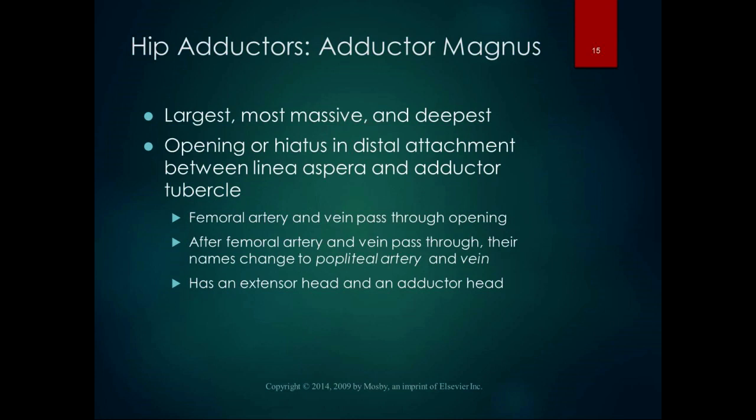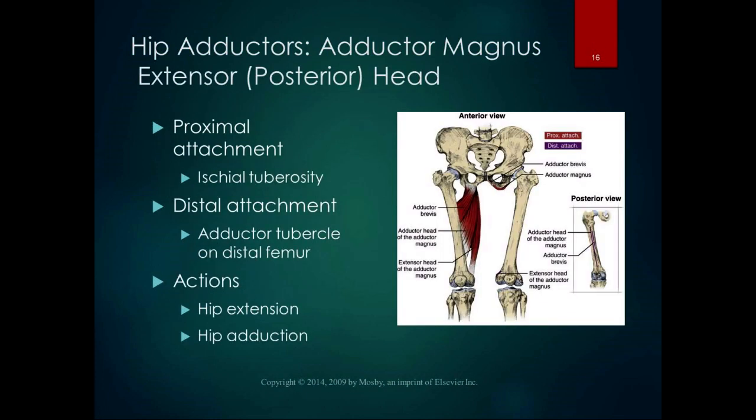Back to the muscles, the adductor magnus has an extensor head and an adductor head. So we'll talk about each one of those separately in terms of their origin, insertion, and their action. Same innervation though, obturator nerve. Anything with the name adductor in it has an obturator nerve. It does get a little bit of innervation on the extensor head from the sciatic nerve though.